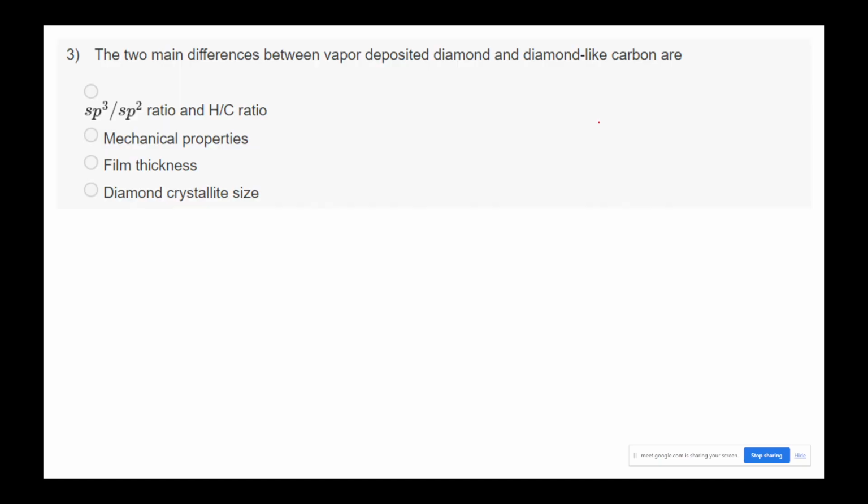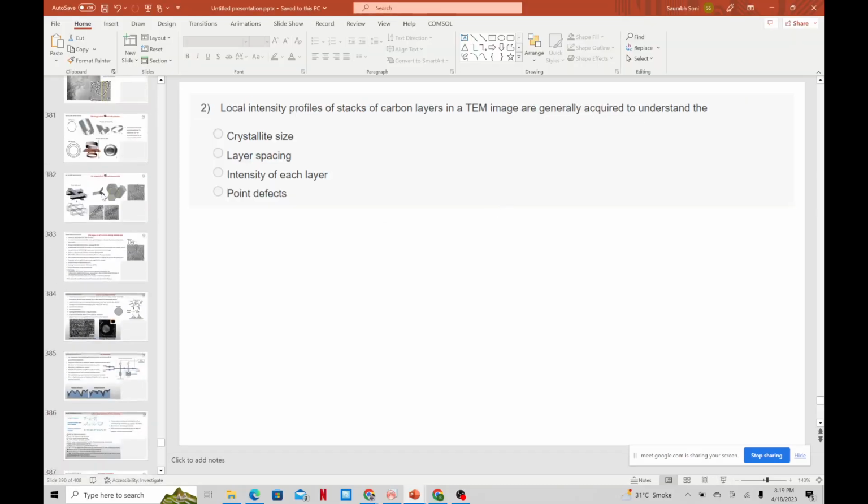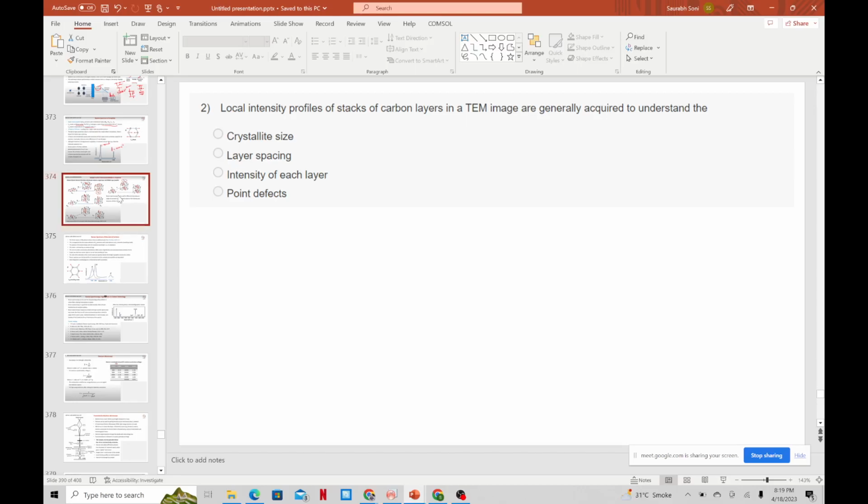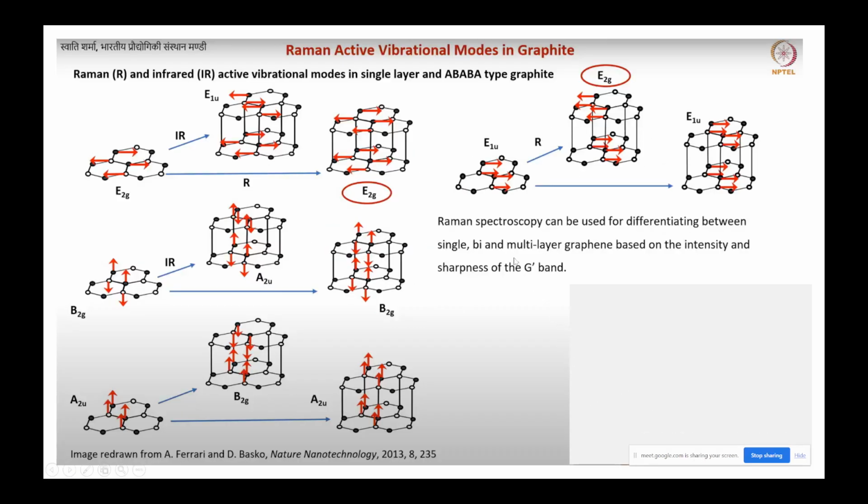Okay. So the next question is: local intensity profile stacks of carbon layer in TEM image are generally acquired to understand what: crystallite size, layer spacing, intensity of each layer, or the point defect. So it is for the layer spacing, which I will explain now. Let me go to the slides; TEM I will explain after Raman. So firstly, I'll complete this.